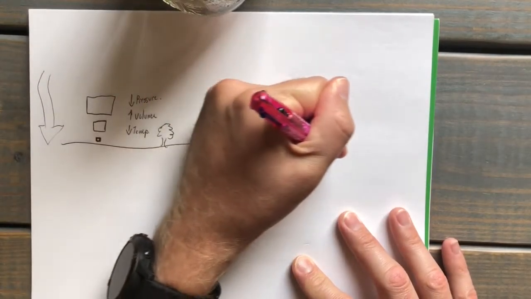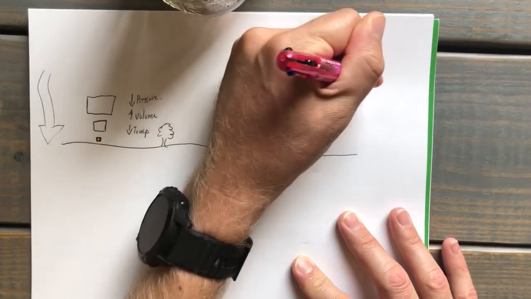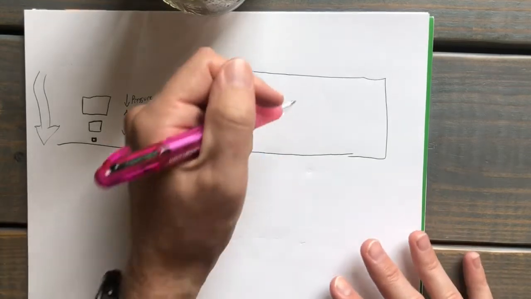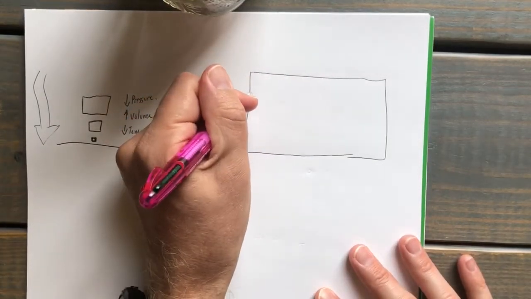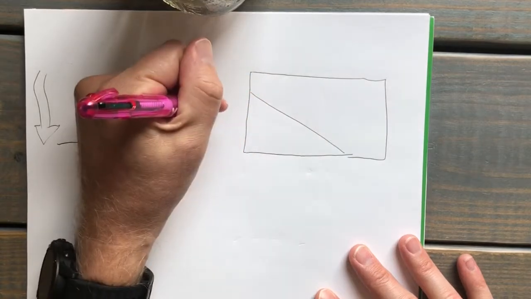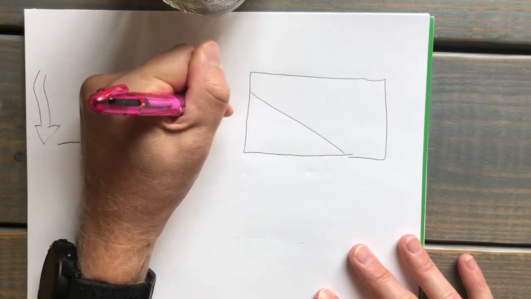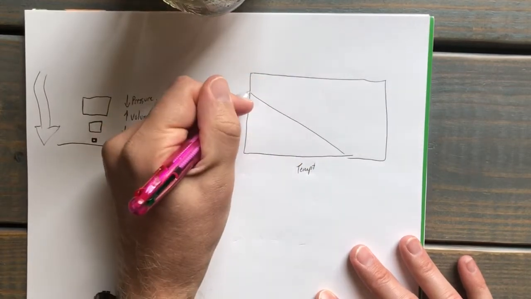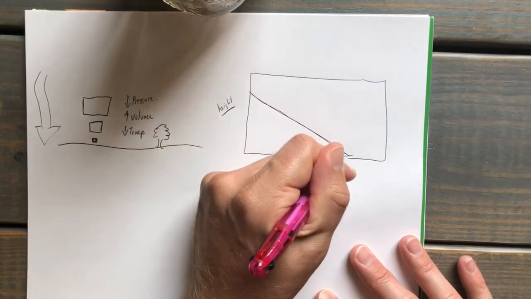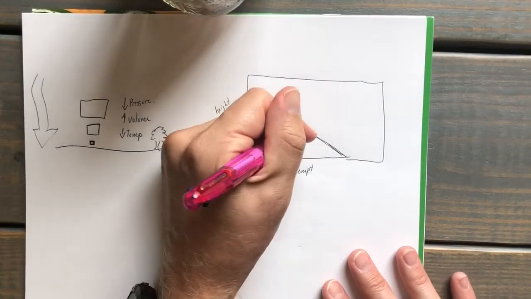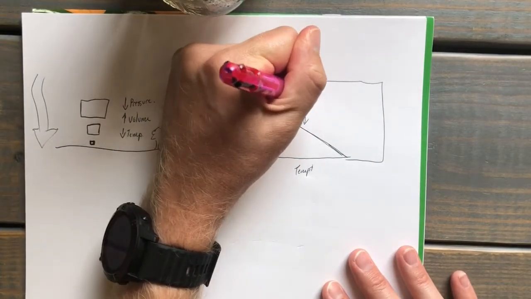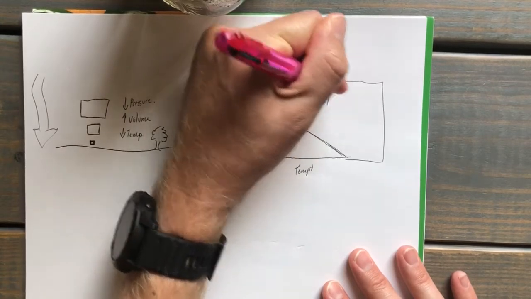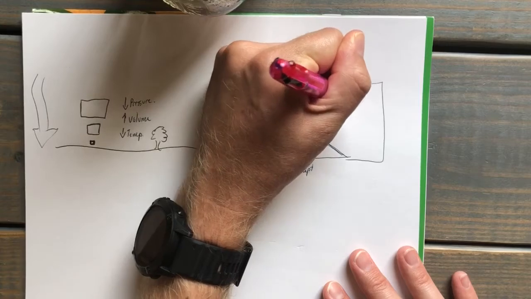And we can plot those properties on a graph. We can plot height above the Earth's surface versus temperature. And notice that the line has a negative slope. That is because temperature decreases with height.